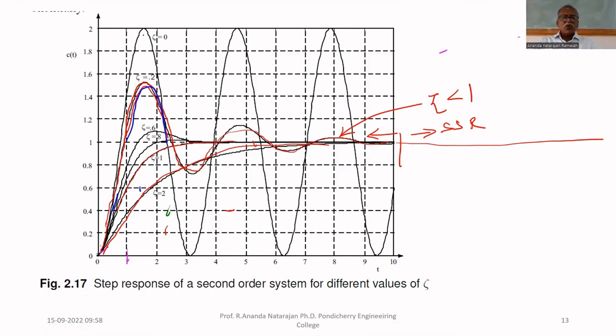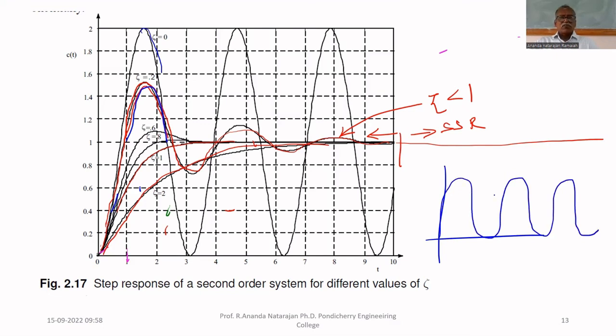If zeta is 0, it always oscillates. The response will be like this, with constant amplitude. If the amplitude decreases, finally it will settle, but here the amplitude is not decreasing. It keeps oscillating with constant amplitude up to infinity. So this response is zeta equal to 0.